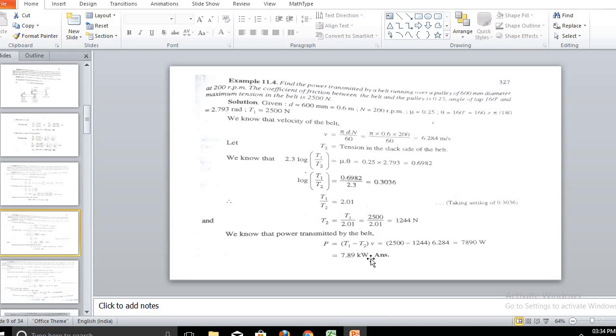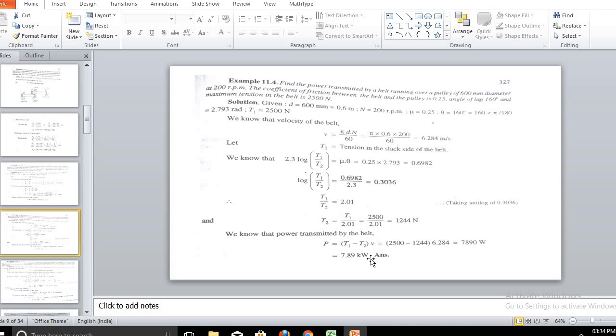So N and diameter, speed and diameter, are given to you. The coefficient of friction mu is given as 0.25. The angle of lap theta is given as 160 degree, so converted into radian, 160 into pi by 180. T1 is given as 2500 Newton.